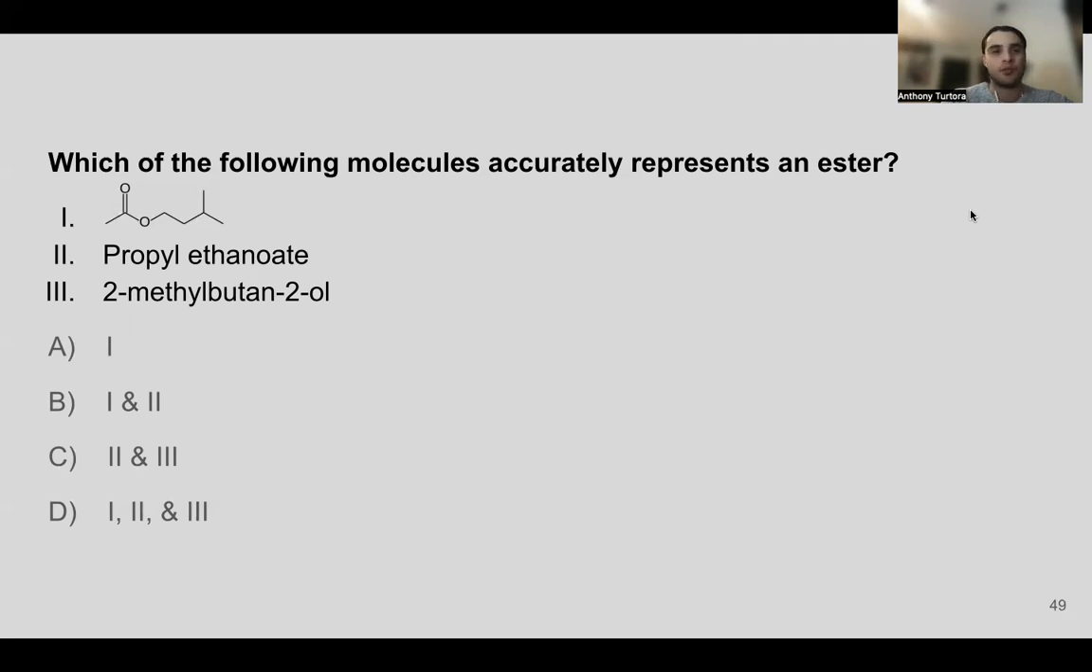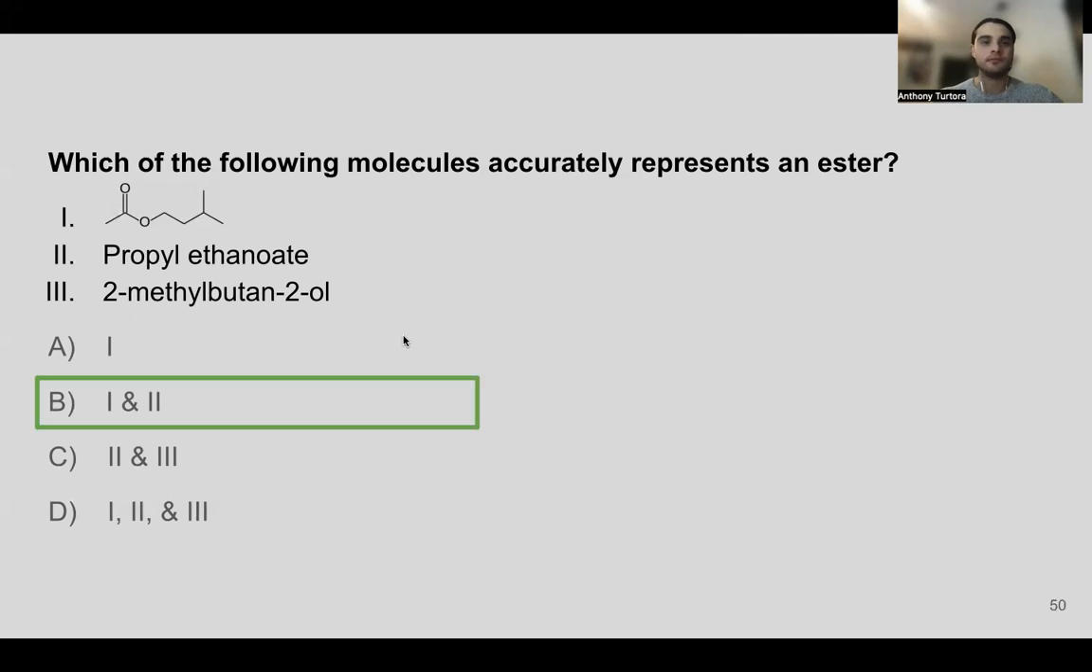But why is I right? That one's right because esters are carboxylic acid derivatives that have, instead of an OH group, an OR group. An R is like an alkyl group. So I have an extra hydrocarbon chain attached to this oxygen instead of a hydrogen. Therefore, B is my answer here.